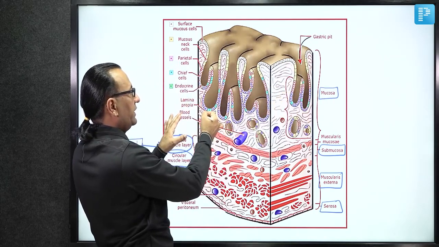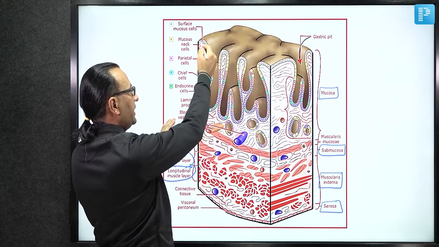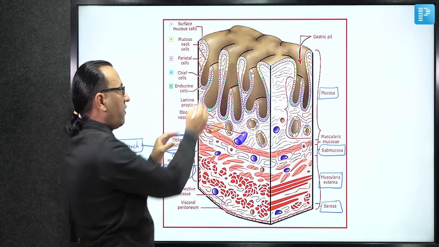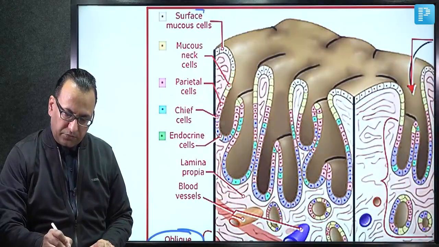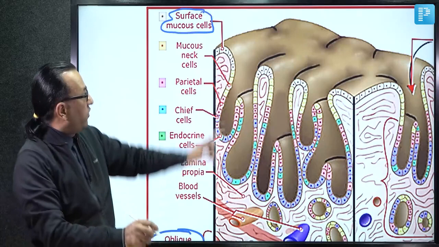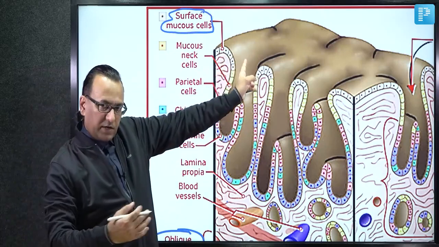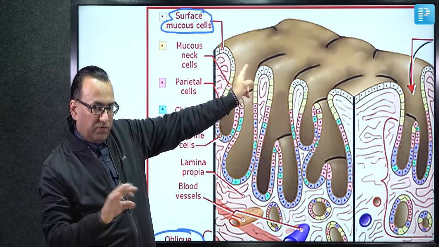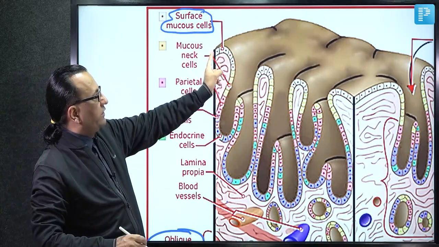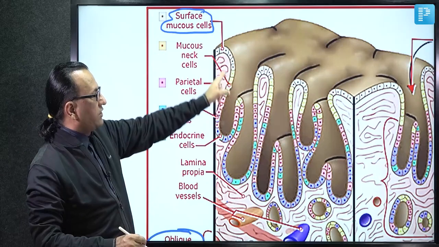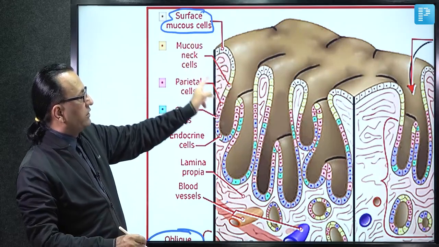And let us magnify the lining of the gastric glands to discuss some of the cells involved in the secretion. As we do that, we'll find we have some surface mucus cells which are going to secrete the mucus, because the stomach is having a lot of hydrochloric acid. You have to neutralize the acid. These mucus cells are not only on the surface but also on the neck of the gastric gland. So they are called mucus neck cells.